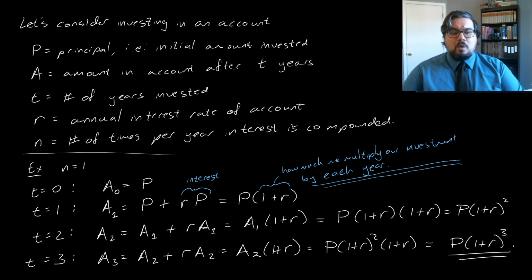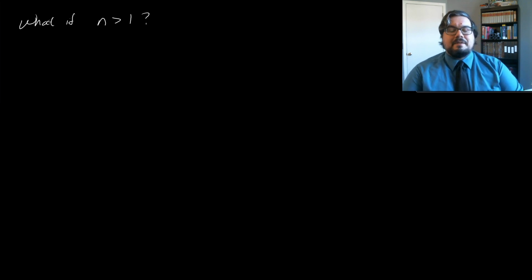So then what happens if the number of times per year your interest is compounded is more than 1? So what if n is greater than 1? Now what this means is that n could be, say, 12, meaning that your interest is compounded monthly. And then every month your bank goes and looks at how much you have in your account and gives you some more.